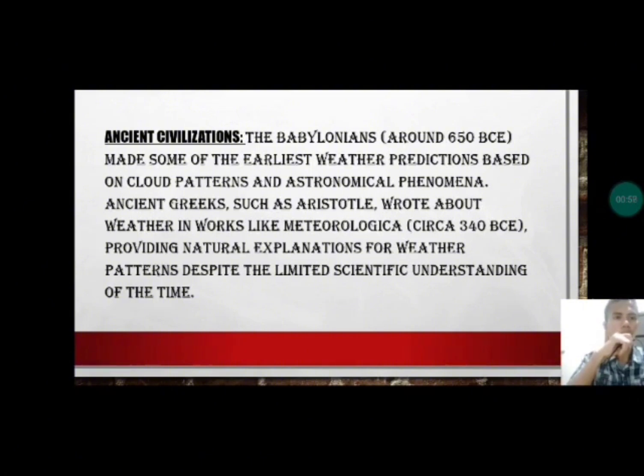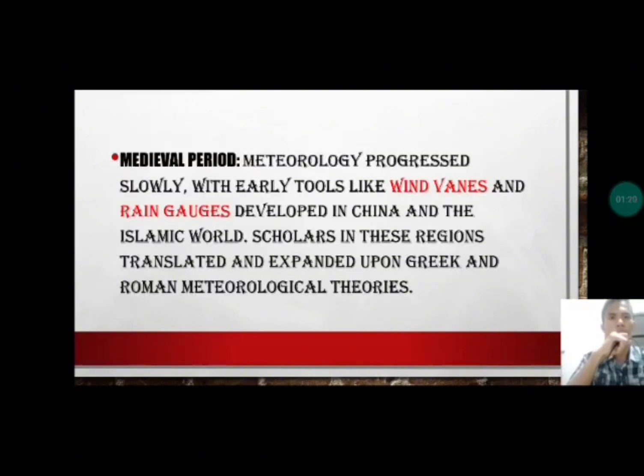Ancient Greeks, such as Aristotle, wrote about weather in works like Meteorologica circa 340 BCE, providing natural explanations for weather patterns despite the limited scientific understanding of that time.